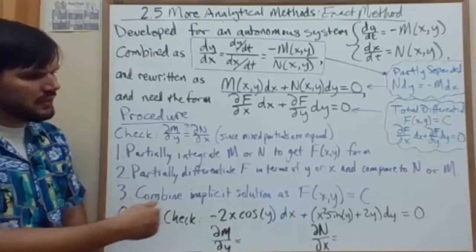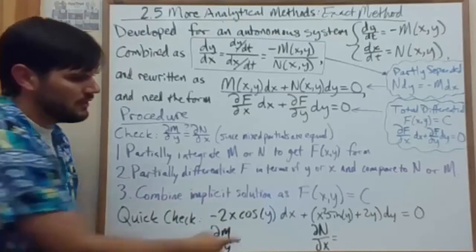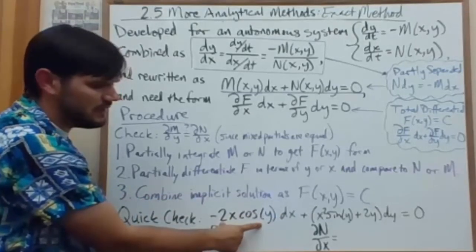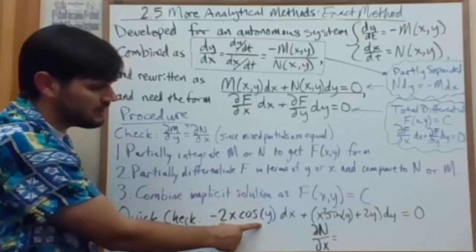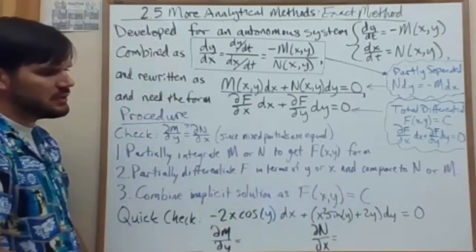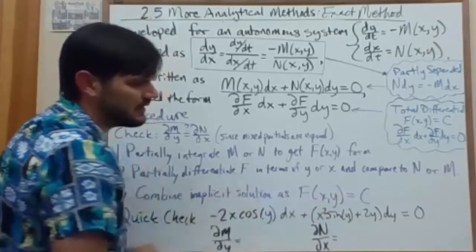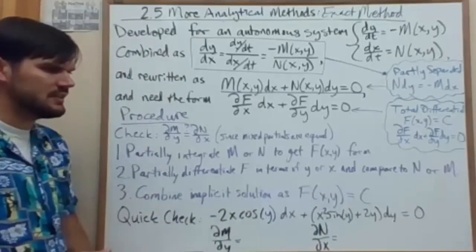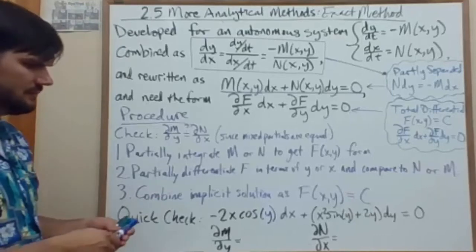Here we have an example written in differential form where the dx multiplier is our M, negative 2x cosine of y, which should be familiar, and then our dy multiplier is our N, x squared sine of y plus 2y. So let's check to see if this is exact.